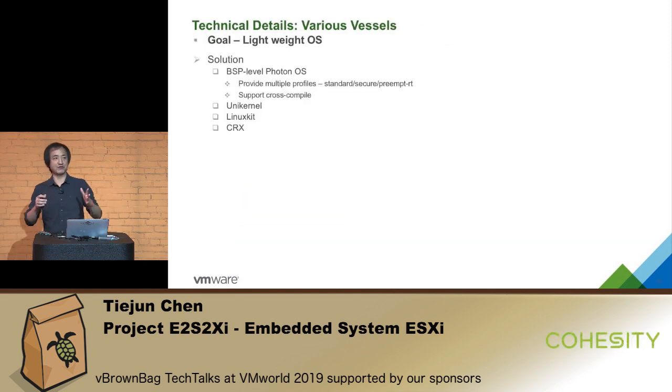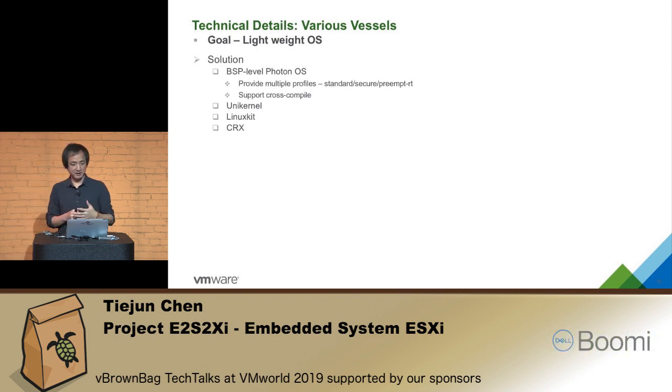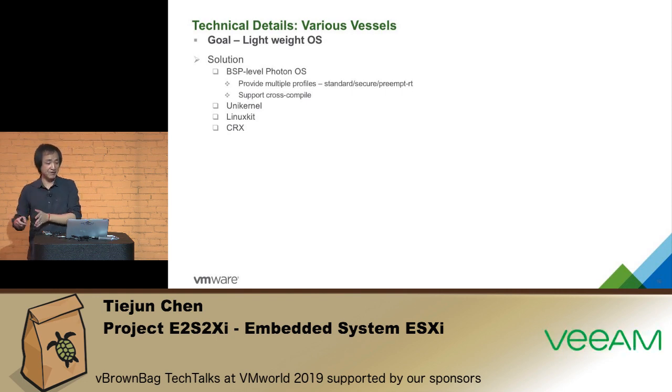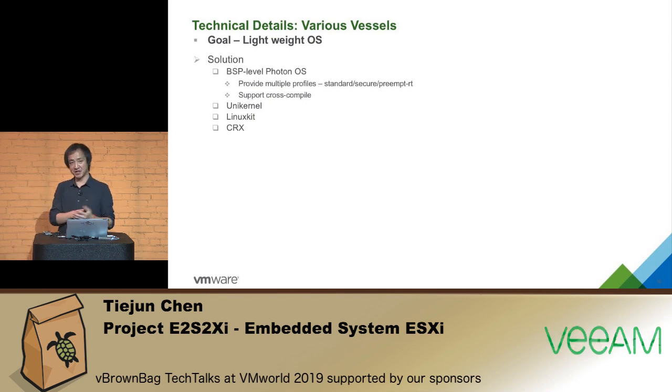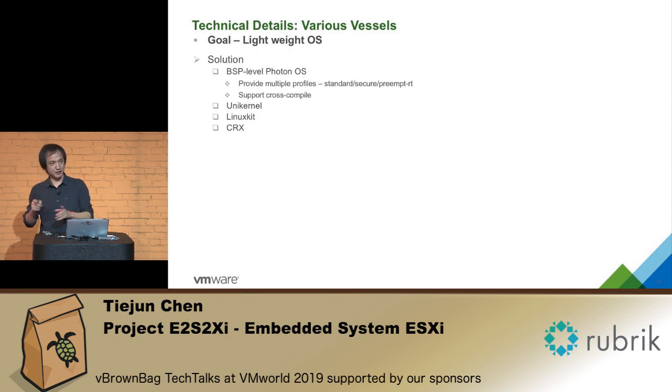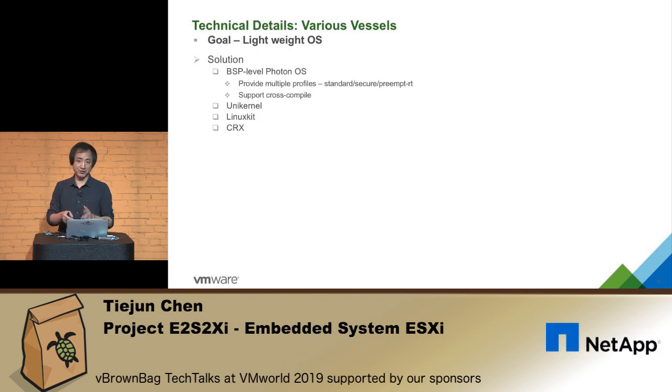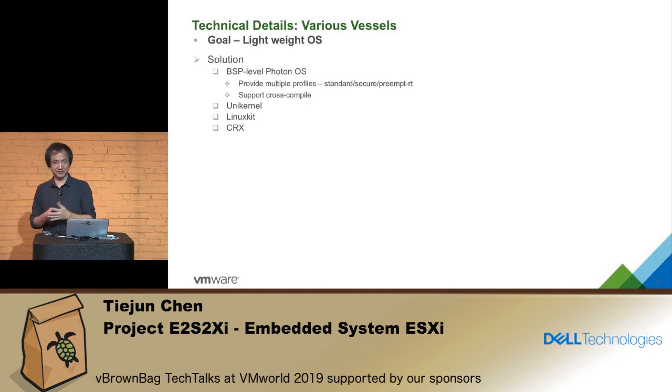Okay, another thing: we have EXI, but we also need to figure out if we can build some lightweight OS. We are still not resource constrained. Here, let's start from PhotonOS. PhotonOS is our Linux distribution, but we need to figure out some way to make sure PhotonOS is BSP level PhotonOS. It should support different profiles like standard and real time, like what I did at my previous vendor, where we had three profiles. It also supports cross compile, if you want to build something for ARM or RISC-V or something like that. And we also introduced some lightweight OS like Unikernel, Linkskit and CRX, something like that.